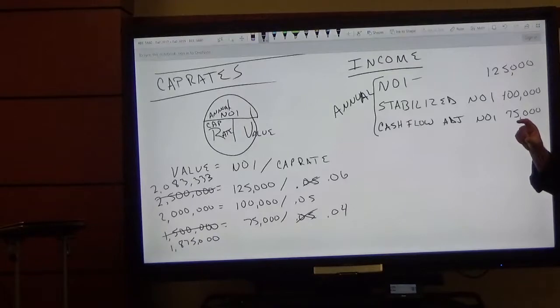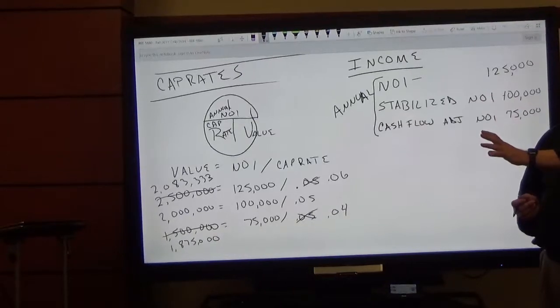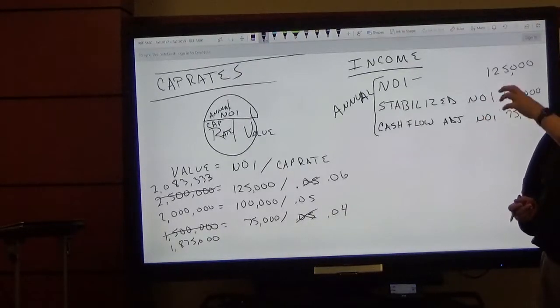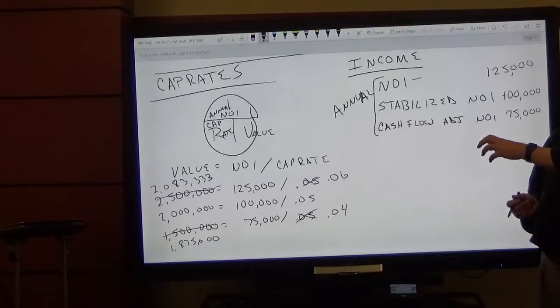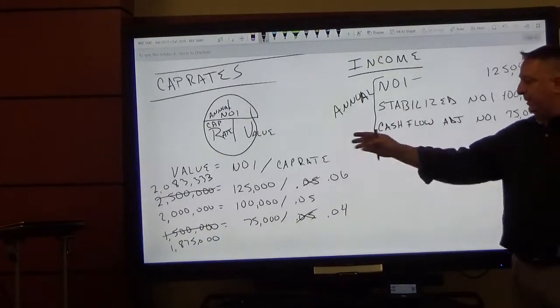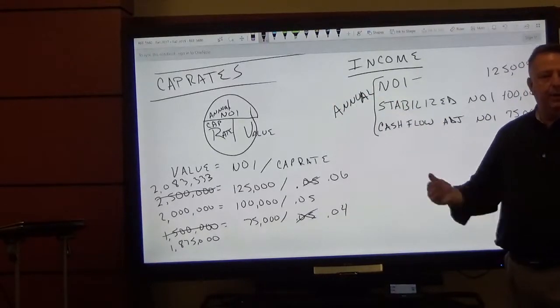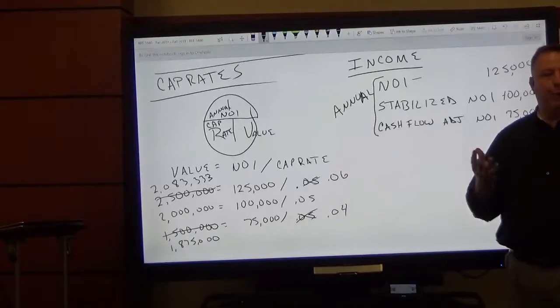Does that make sense? Now you're saying, well, that seems like an awful lot of just reaching up and grabbing stuff out of the sky. To a certain extent, yes, but what you're normally going to do in practice is look at other properties that have sold that are somewhat similar to the property you're trying to evaluate, see what the relationship is between their annual net operating income and their value, and come up with what that appropriate cap rate is.